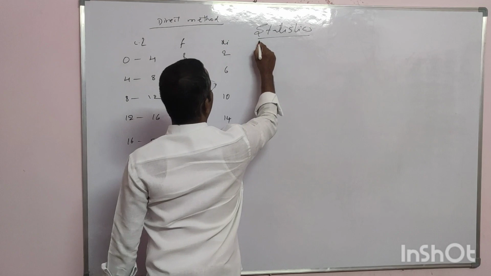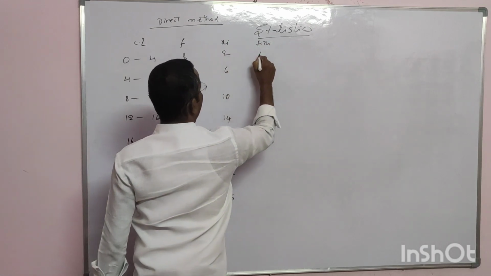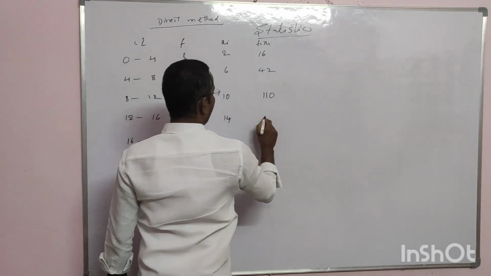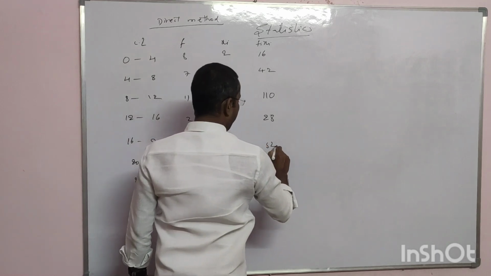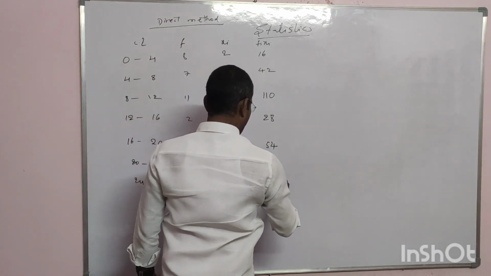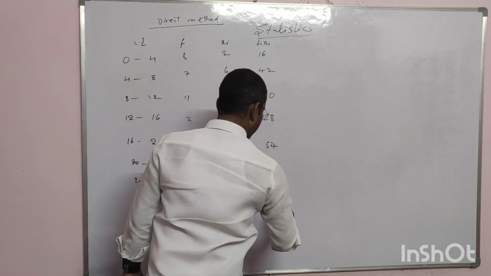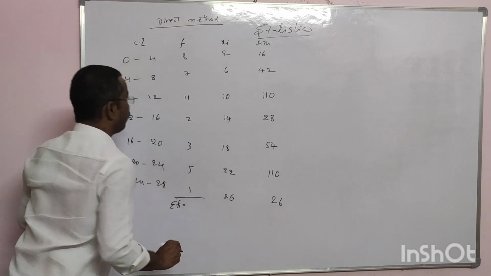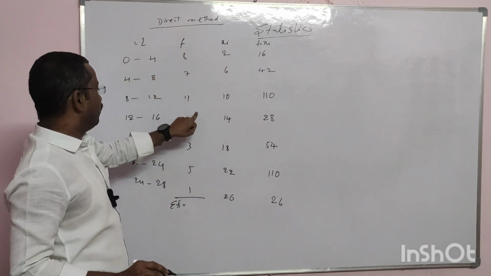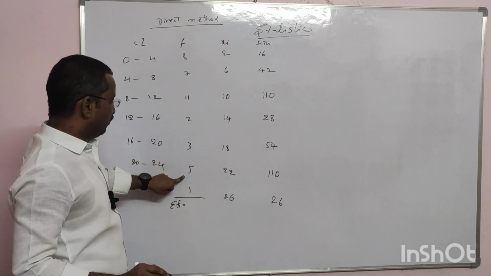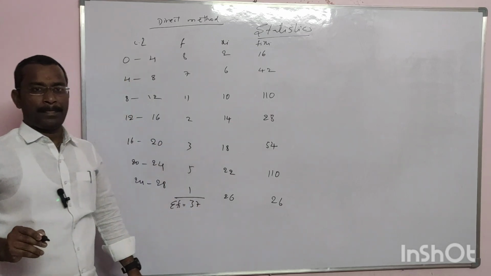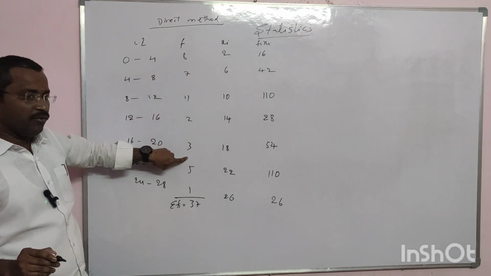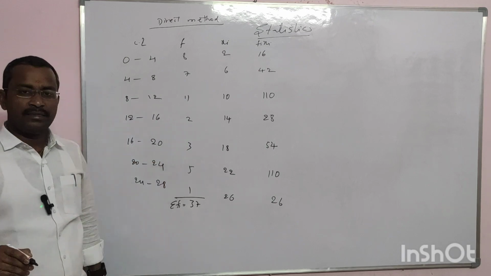And what do we find? Fi xi: 8 2s are 16, 7 6s are 42, 11 10s are 110, 2 14s are 28, 3 18s are 54, 5 22s are 110 and 1 26 is 26. Now sigma Fi means sum of the frequency. 8 plus 7 is 15, 25, 26, 28, 31, 36, 37.